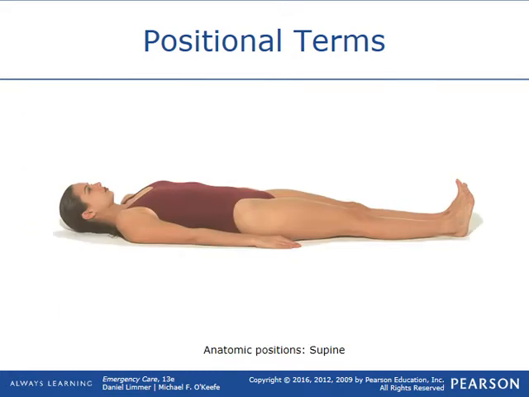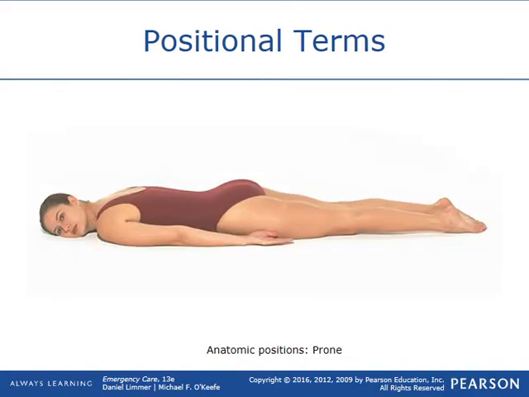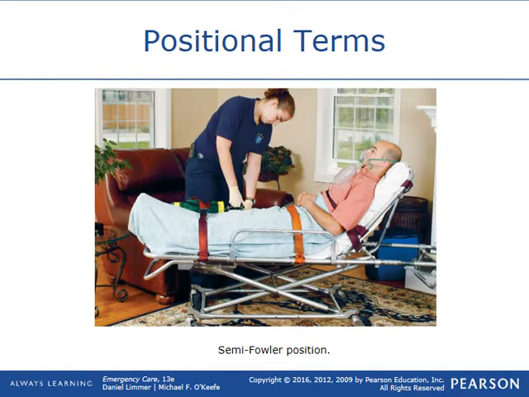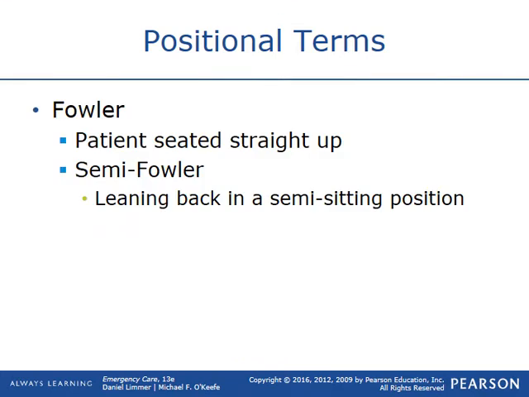There's a patient laying in the supine position, and the same patient laying in the prone position. And here's a patient laying in the recovery position, or the left lateral recumbent position. Semi-Fowler's position is your patient sitting up at about a 45-degree angle on the cot. Your Fowler's position, they're sitting at a 90-degree angle on the cot.